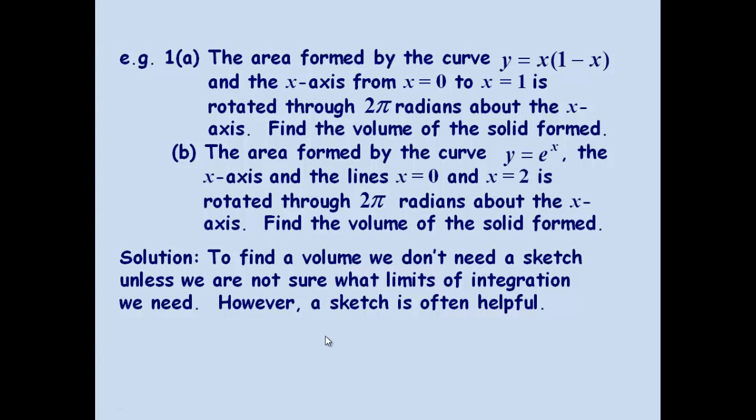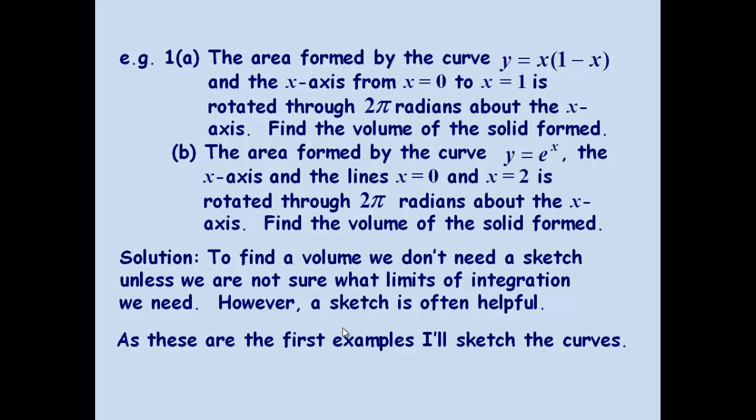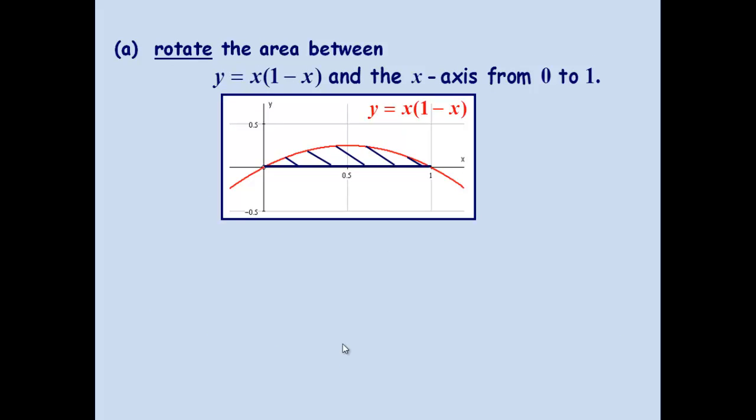We don't necessarily need a sketch, but as we're just starting with this, it will help us to understand what's going on. So for the first one, this is what it looks like. It's a quadratic, isn't it? You can see that if you multiply out, you get x minus x squared. It's a minus x squared one, so that's why the parabola is this shape. So that's what it looks like. That's the area. If we rotate around the x-axis, hopefully you've got an idea what the shape's going to look like.